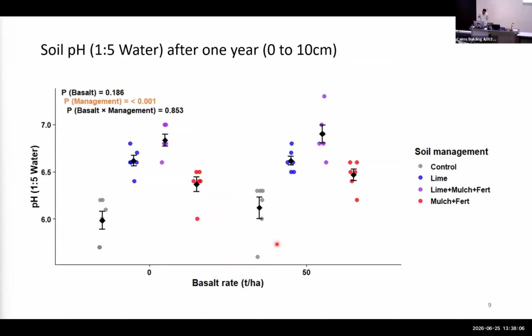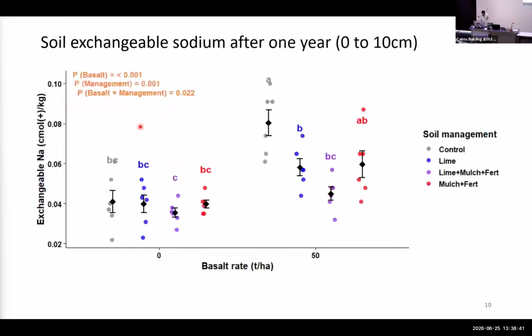The pH was significantly affected by soil management, which is the lime and lime plus mulch plus fertilizer. As I have mentioned in the table, the pre-planting soil pH was 5.97, and we managed to increase the soil pH to about 6.5 to 7, but there was no pH increment from the application of basalt at this depth. And this is the first year result.